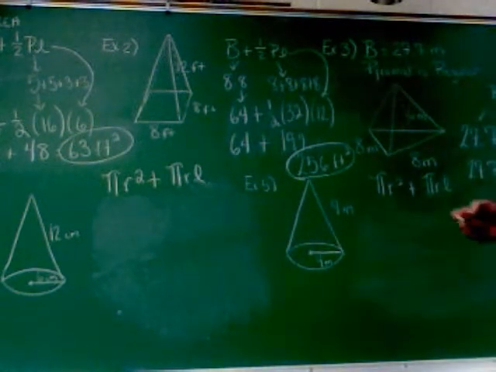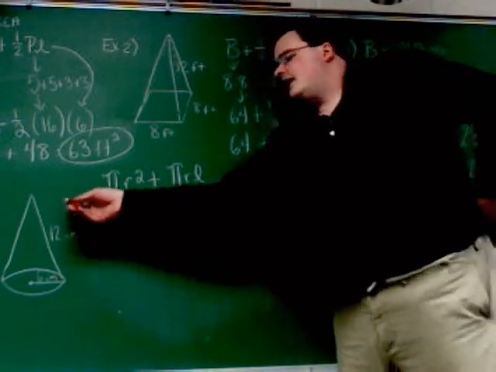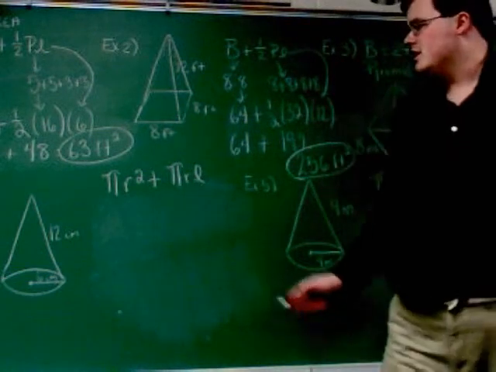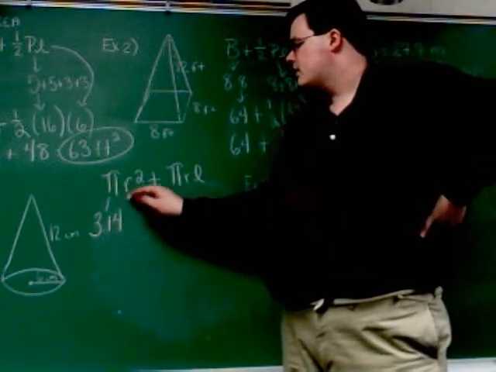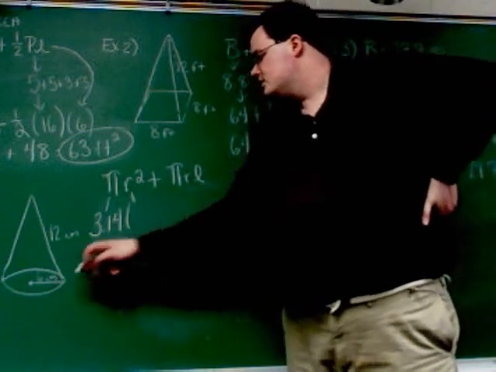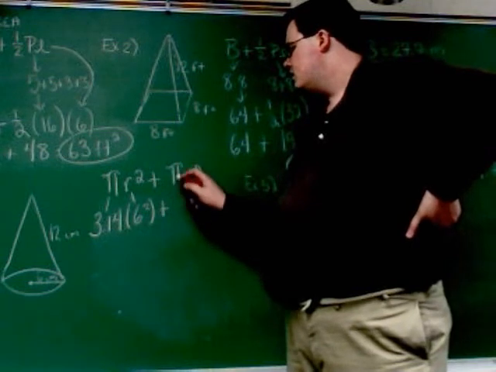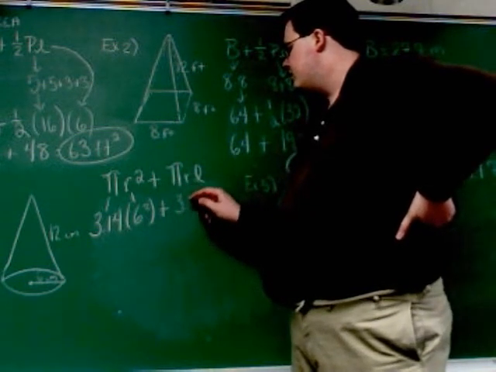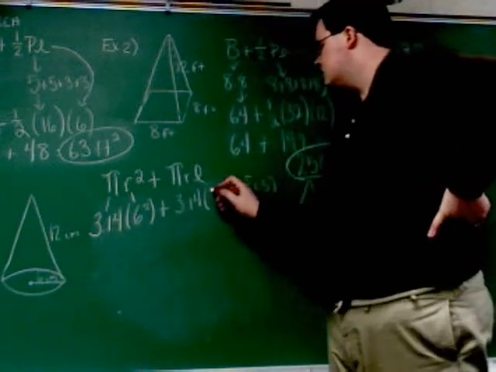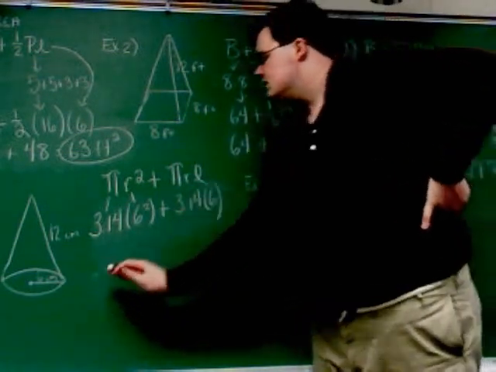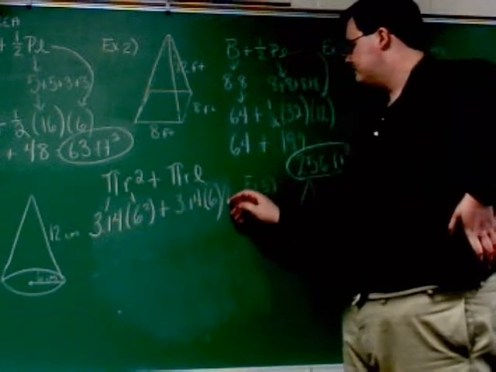So, taking a look at example 4 here. As you can see, the radius is 6 centimeters, the slant height is 12 centimeters. That's all I need. So it starts with pi, 3.14, times the radius squared, 6 squared, plus pi, 3.14, times the radius, which is 6, times the slant height, again, height up the side, which is going to be 12.